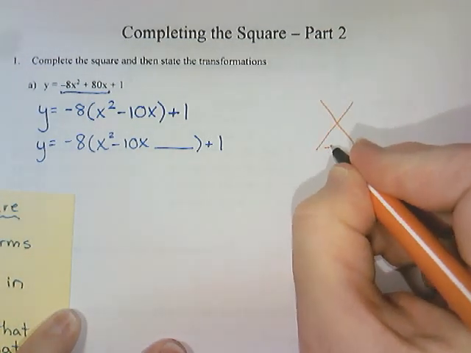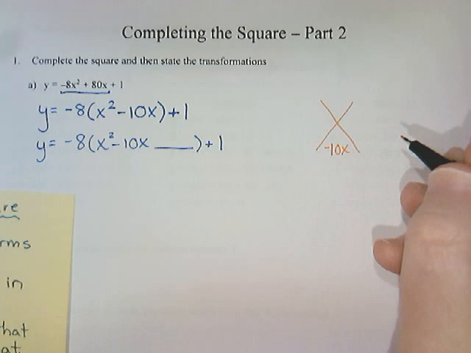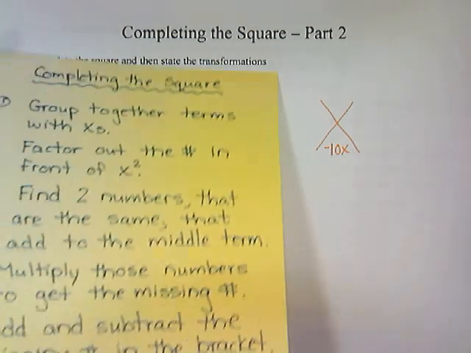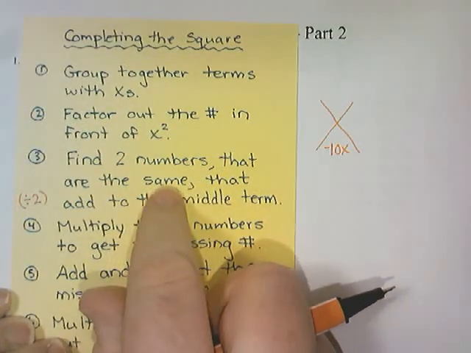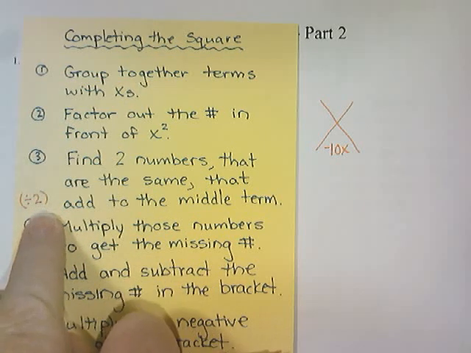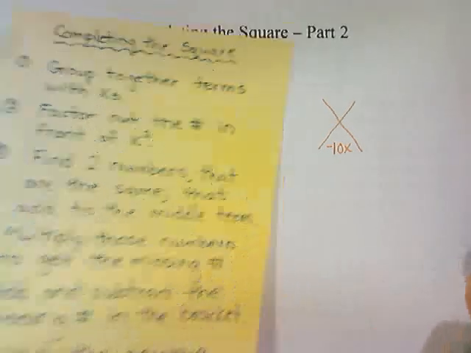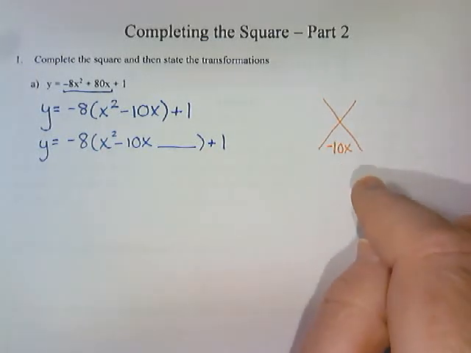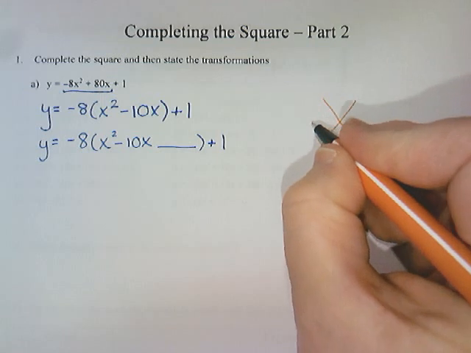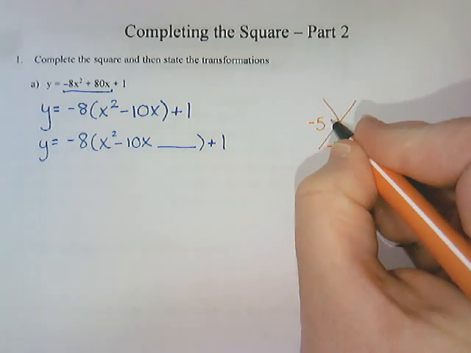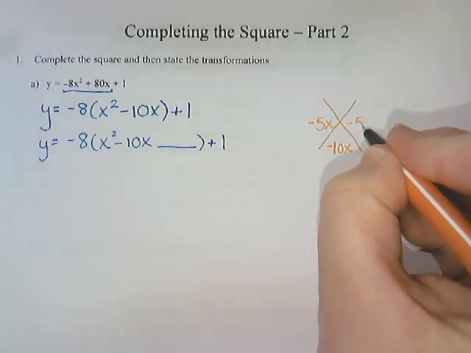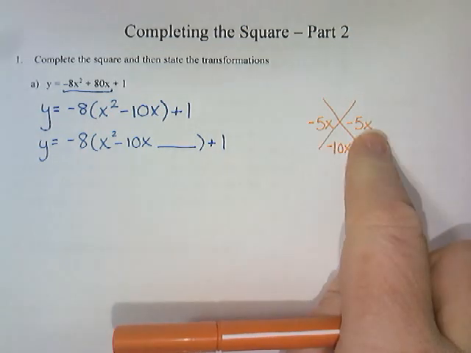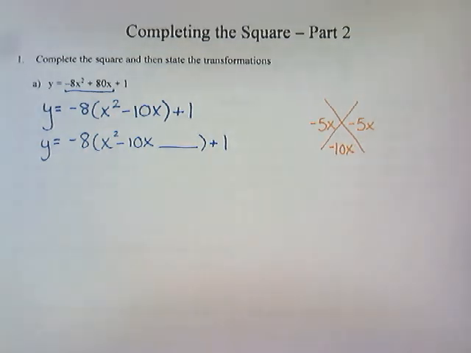So I'm looking for two things that add to negative 10x, and I did say on my little set of instructions they need to be the same, and I made a little note for myself that a little shortcut here is to divide by 2. So if I take negative 10 and divide that by 2, negative 10 divided by 2 is negative 5, so it would be negative 5x and negative 5x. Those would add to negative 10.